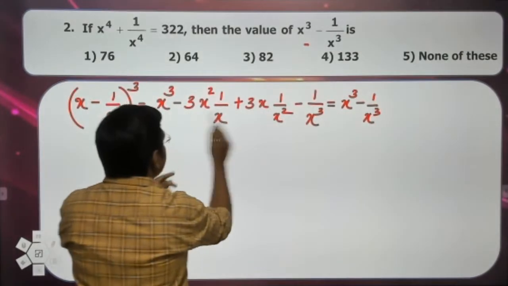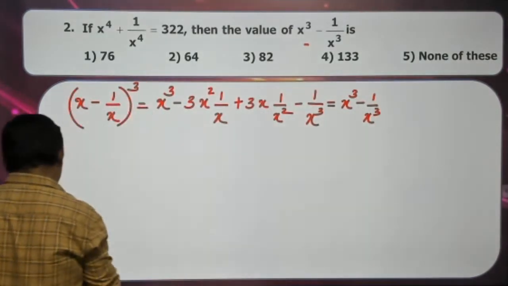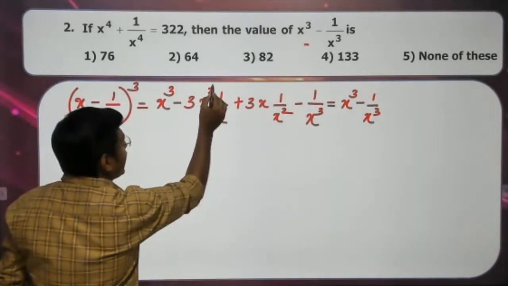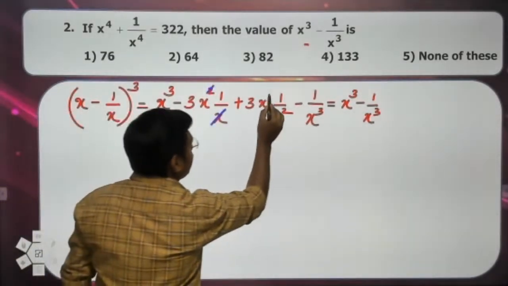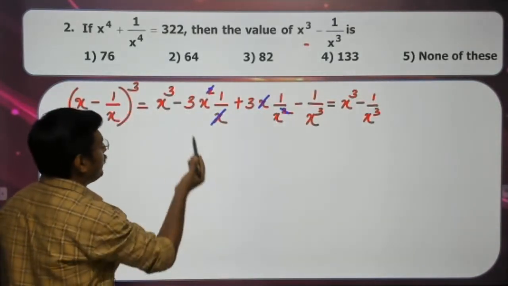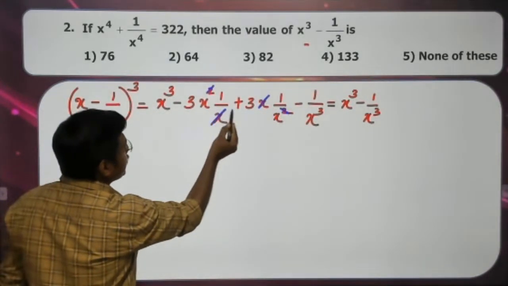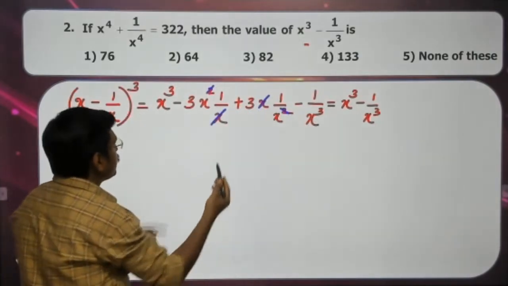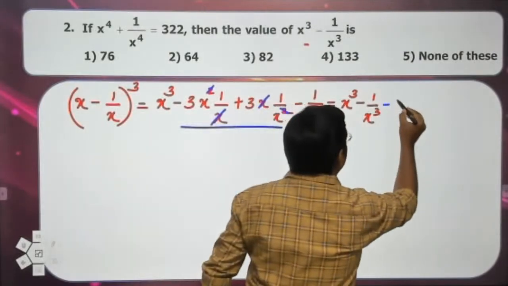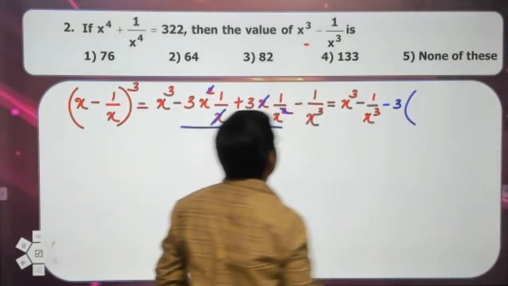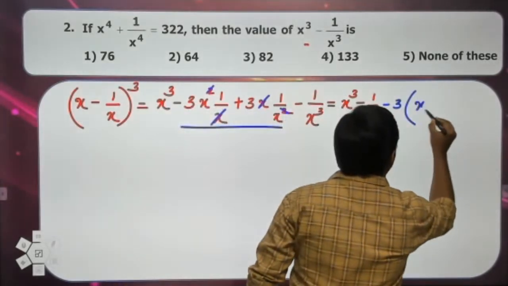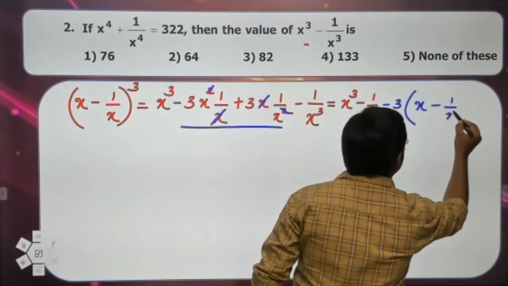After that, in these two sets, we can cancel this x and this x. After that, we know that it is minus 3x plus 3 by x, right? So from these two frames, I am taking minus 3 as common. As a result of that, it becomes x minus 1 by x.